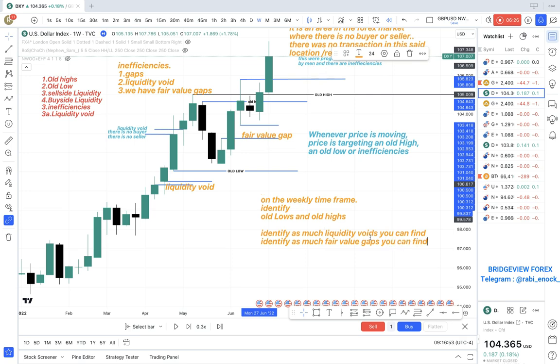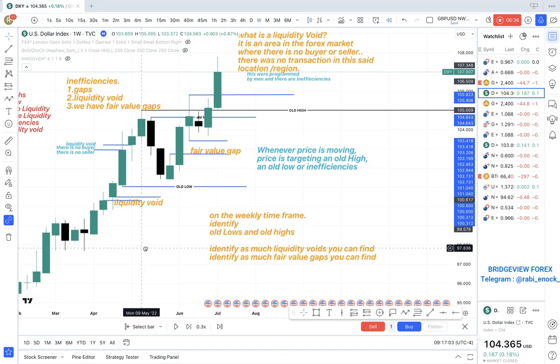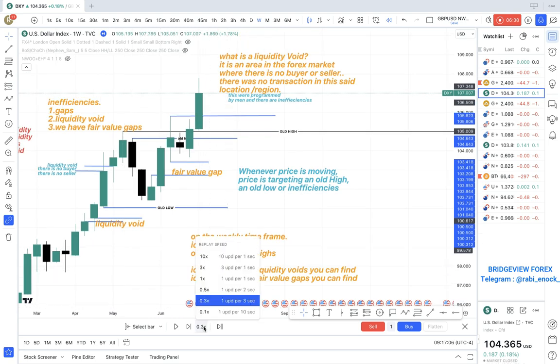Is it as many or as much? Whatever it is, for now you can put it. So these are assignments. I'm going to show you another last one. Let me see if I can find another fair value gap. Let me just put this at times 10 seconds or something.